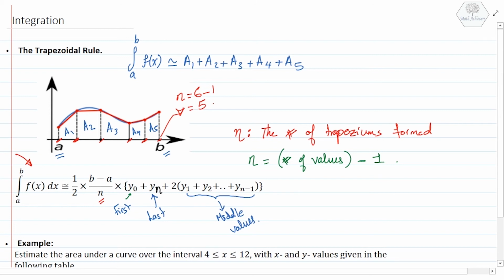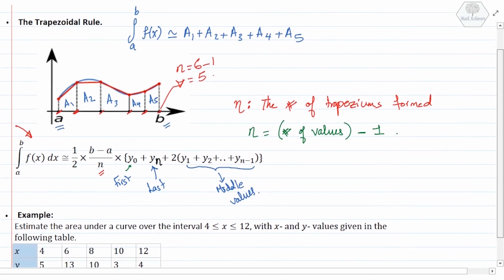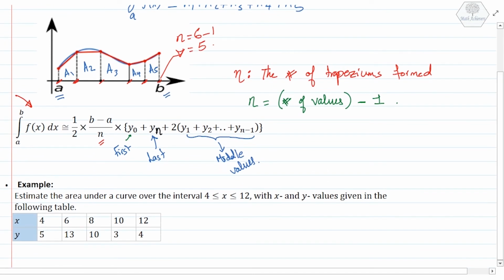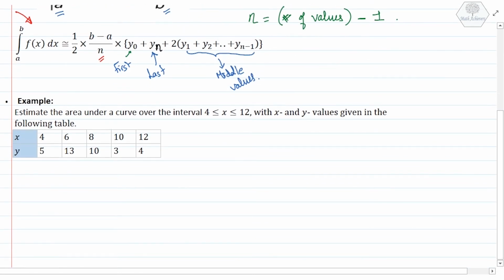Let's see an example now to demonstrate what we said. Estimate the area under a curve over the interval from 4 to 12, the x values. We have the x values and the y values given in the following table.